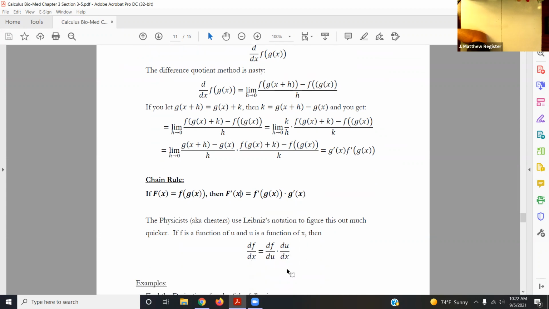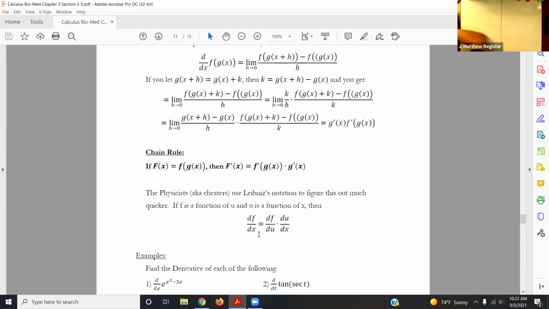The way you sometimes see this written, and I write the physicists, also known as cheaters, use Leibniz's notation to write this. Because when you write it in Leibniz notation, you see df dx is equal to df du du dx. And you can kind of just say, oh, the du's cancel, and it's clear that it's all true. But oftentimes when you do that, you might make some small mistake. And so let's see what this looks like in practice. I have a couple examples down there. Let's start with an easier one.